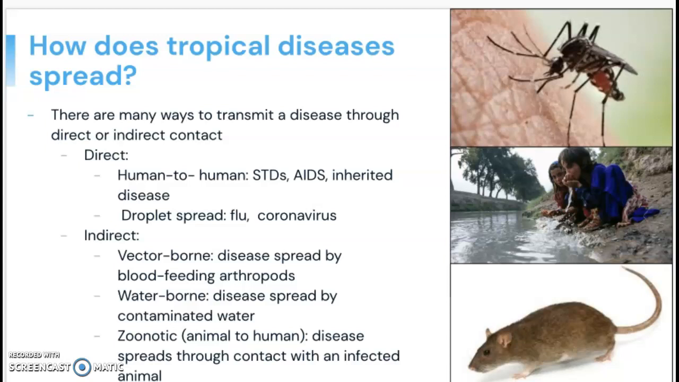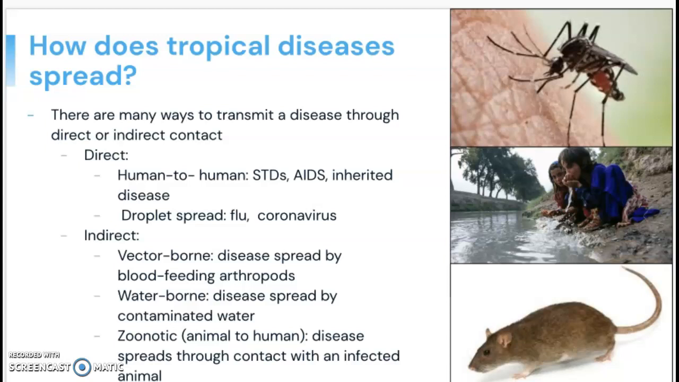Mothers can also transmit diseases to their children while they are pregnant, including some STDs. Another type of direct contact transmission is droplet spread diseases, which is spread through talking, coughing, and sneezing in close proximity to other people. An obvious example of this would be the coronavirus. Then there is indirect contact transmission, which occurs when people come in contact with vectors, animals, or contaminated surfaces.